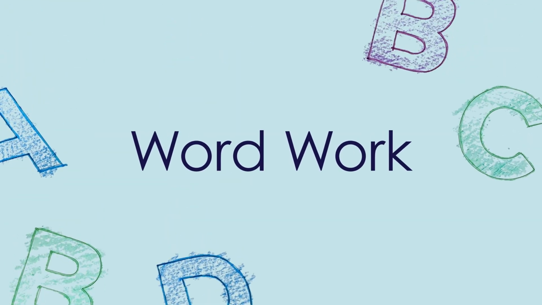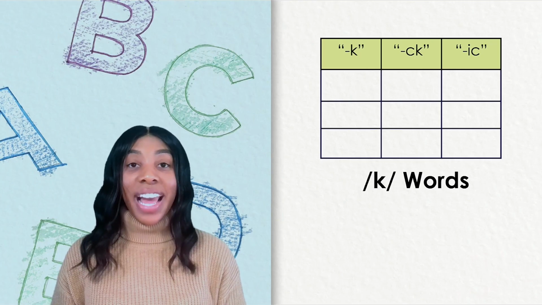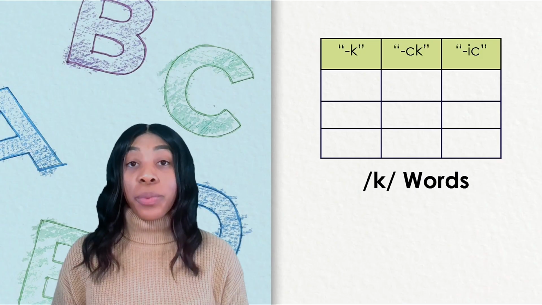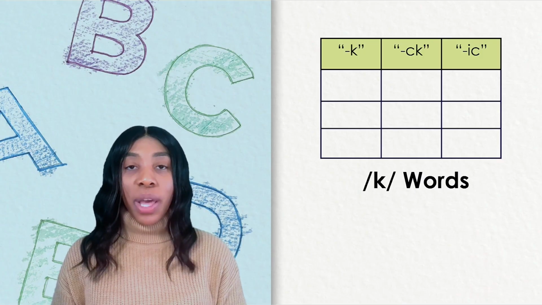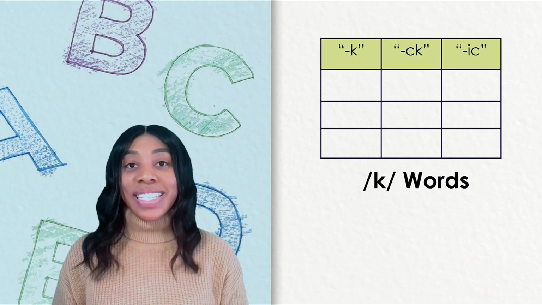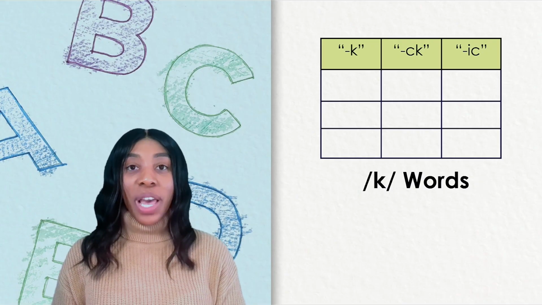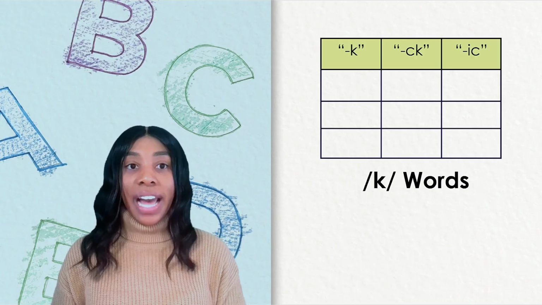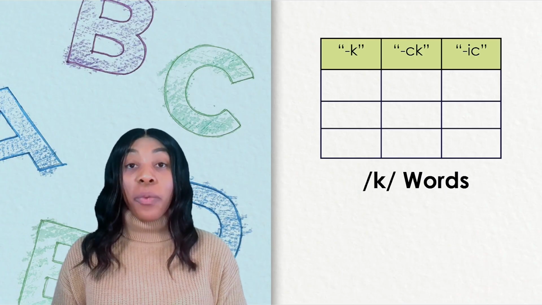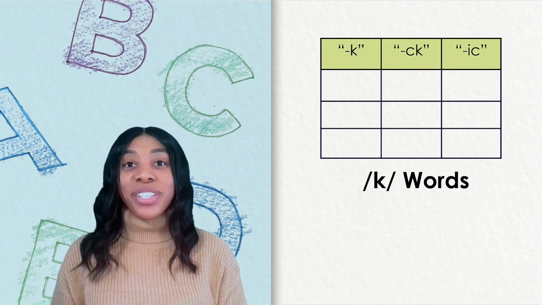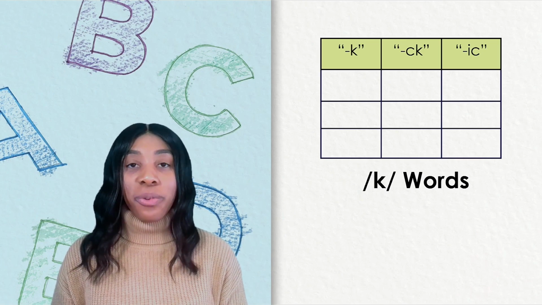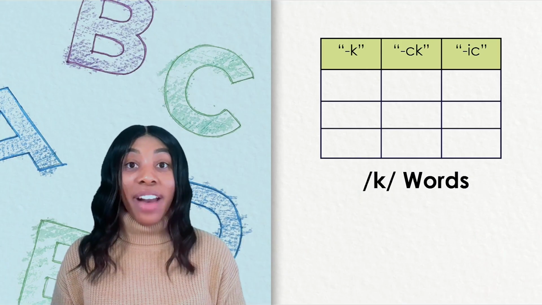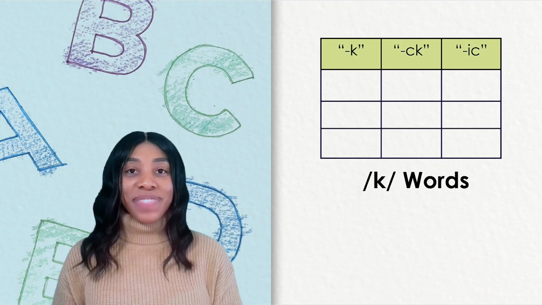Word work. We are going to look at some words that end with a k sound. There are 3 different spelling patterns for words that end with the k sound. We have K, CK, or IC. We will decide which of these spelling patterns each word uses for the k sound at the end and sort them out. We will also write down each word, so make sure you have your paper and pencil ready. For each word you get correct, I want you to give yourself a pat on the back and keep working hard. Here is our first word.